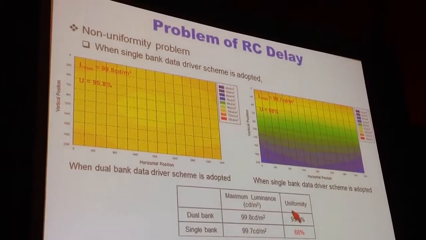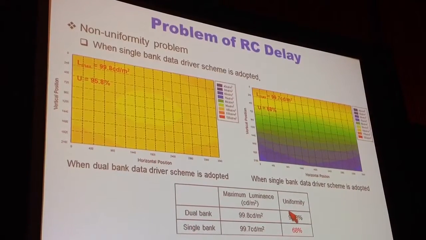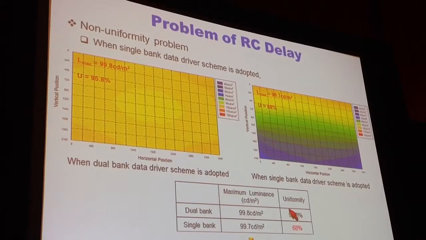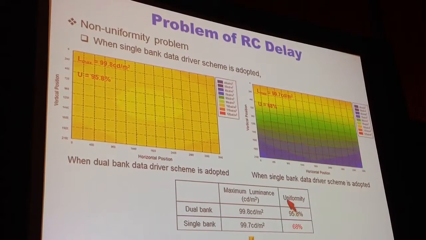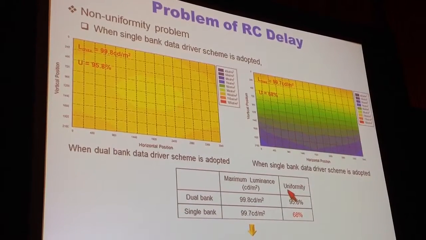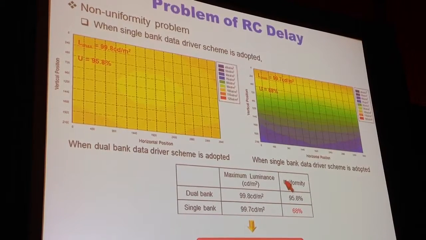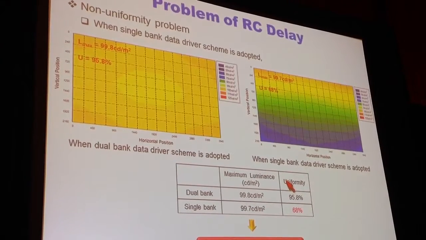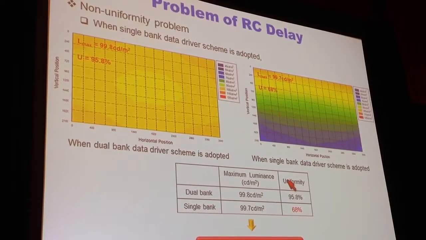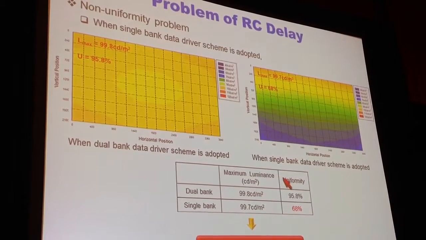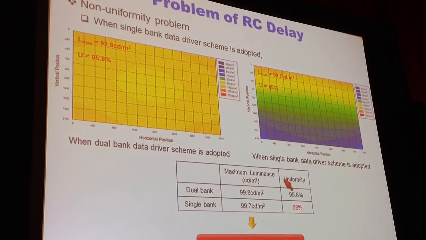So when the single-bank data driver scheme is adopted, screen uniformity becomes worse. Uniformity is decreased by as much as 27%, from 95% to 68%. Therefore, it is necessary to alleviate this non-uniformity problem.